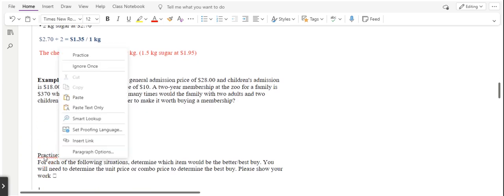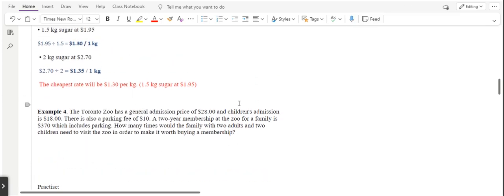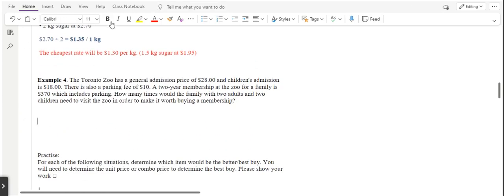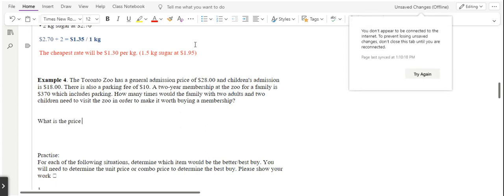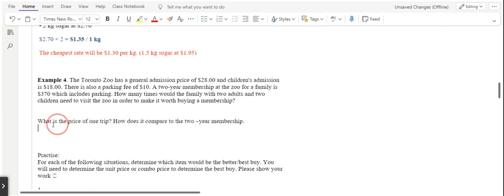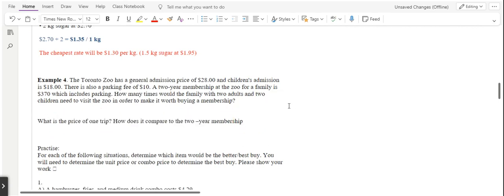Interesting. Okay, let us have a look at this. Now, it's worth noting, if you're not sure how to start this kind of question, the easiest way for me to think about it is, well, what is the price of one trip? How does it compare to the 2-year membership? And so remember, we had to look at this kind of question with respect to transportation using the GO train and such. So how do these things compare? So it's a similar kind of scenario.